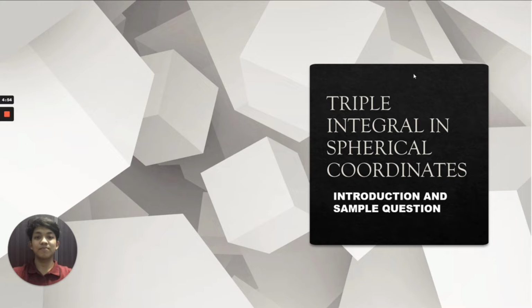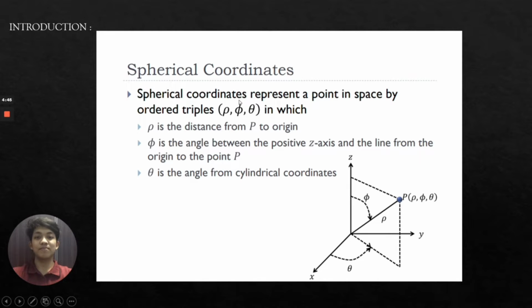Today I will present about the triple integral in spherical coordinates, for the introduction and sample question. Spherical coordinates represent a point in space by ordered triples of rho, phi and theta, in which rho is the distance from P to the origin, that we can show from this. For phi, it is the angle between the positive z-axis and the line from the origin to the point P, that we can show from this. And lastly, theta is the angle from cylindrical coordinates, also we can show from this.